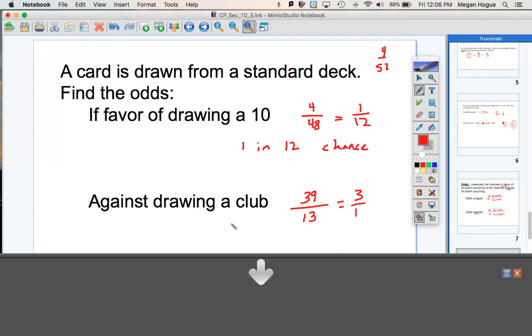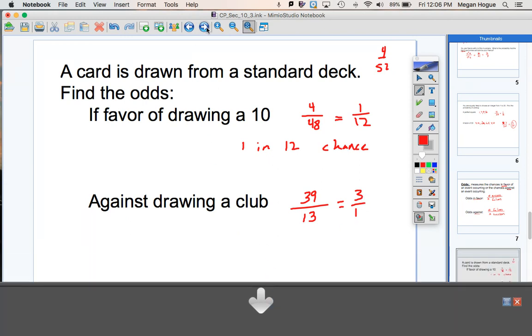And we can always go back for these and see if our answer makes sense. So against drawing a club, is it more likely not to draw a club? Yes, there's only 1 suit versus 3, so 3 out of 1, that makes sense.